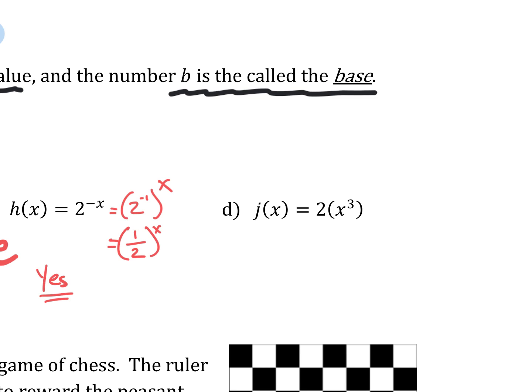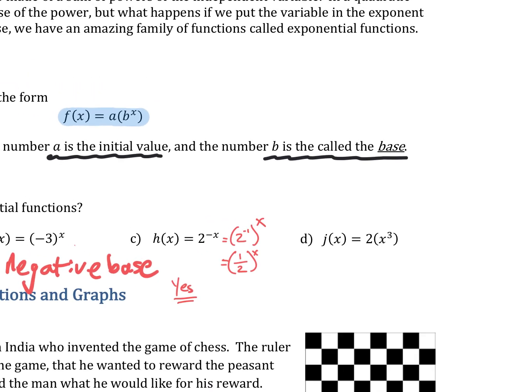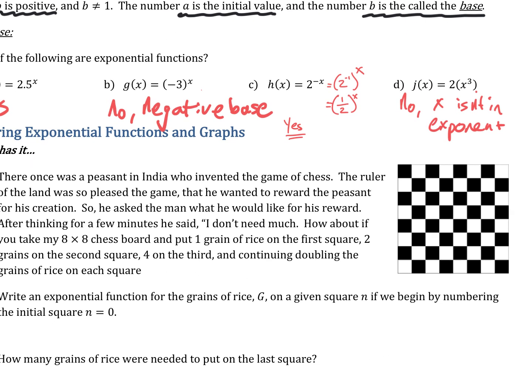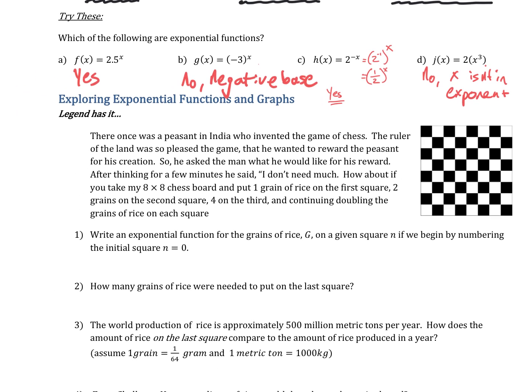Well, what about this? 2 times x to the third. It looks pretty good. Let's compare it to our general form. No, the problem is x is in the exponent here. Here it's not. This is just a cubic function. So the x isn't in the exponent. All right, so an exponential function has to have x in the exponent. That's the key.